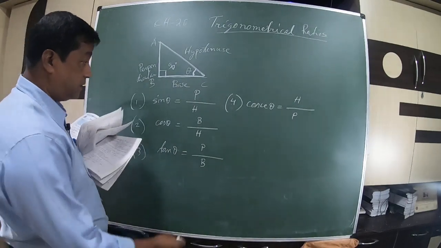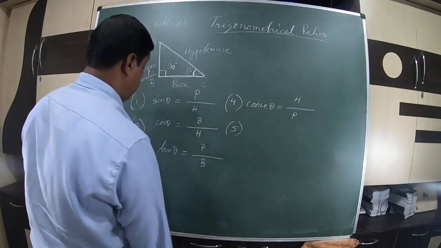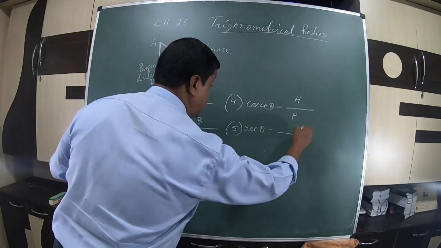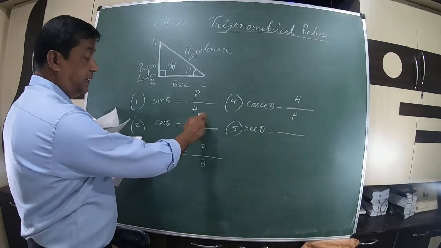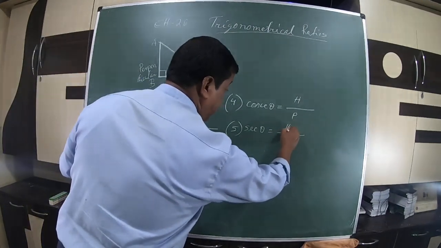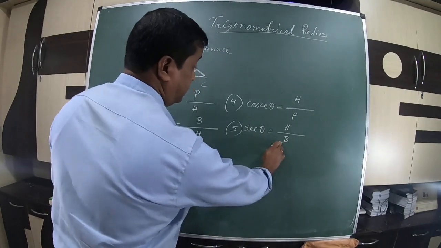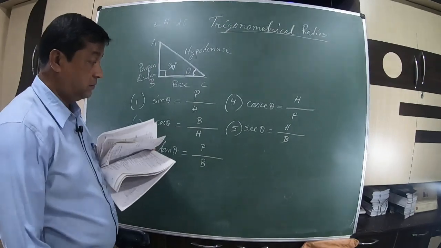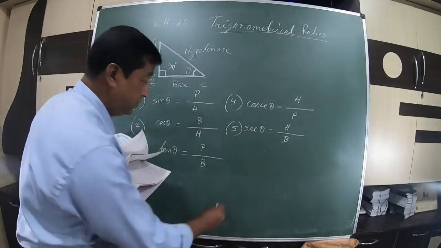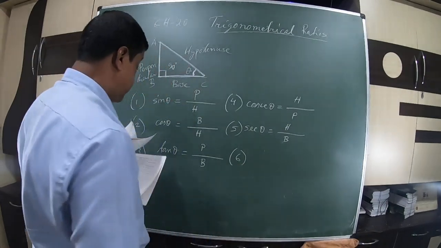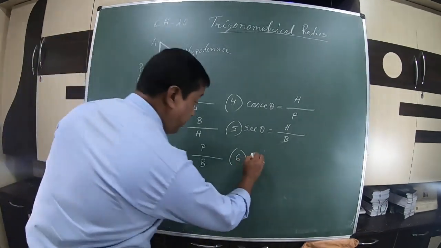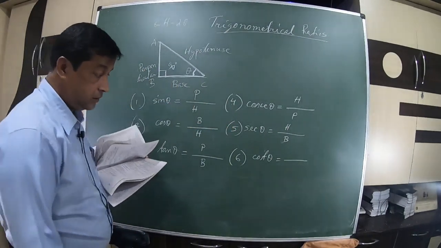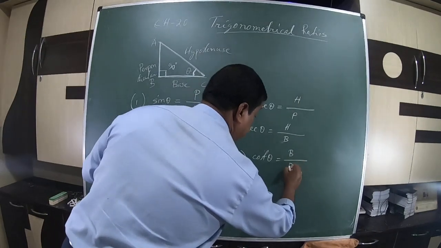The next we'll go for sec theta, that is the ratio of hypotenuse by base. So it will be hypotenuse by base, which is just the reciprocal of cos theta. Then next, cot theta. Cot theta will be the reciprocal of tan theta, that is base by perpendicular.